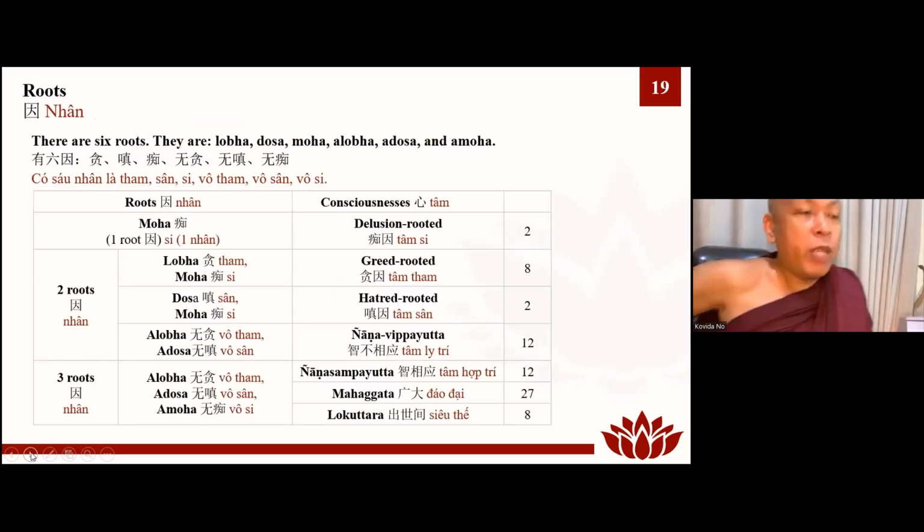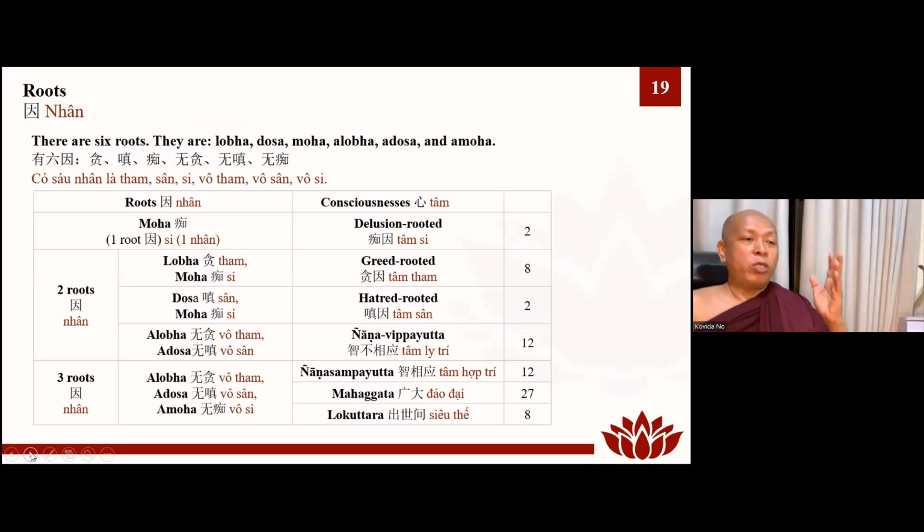Oh, sorry. Okay, the roots, one more thing. I forgot to explain the roots, right? So there are 6 roots. They are lobha, greed; dosa, hatred, or anger, or worry, anything; moha, delusion; alobha, non-greed; adosa, non-hatred; amoha, non-delusion. These are called the roots.